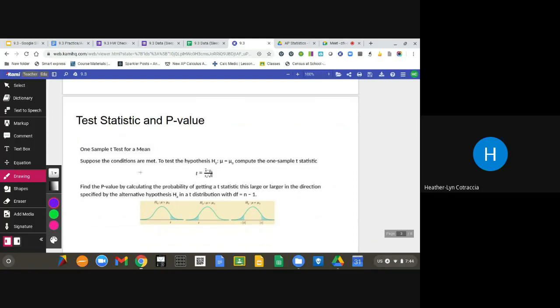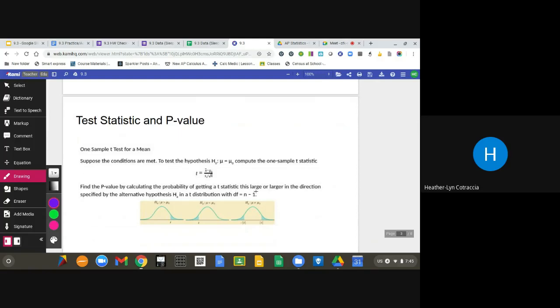Just like with the hypothesis test for proportions, you could have a one-tailed test or a two-tailed test. This would be a right-tailed test, so it's a one-tailed test, but it's also right-tailed, if you have a greater than in the alternative. If you have a less than in the alternative, then you have a left-tailed test. And if you have a not equal to in the alternative, then you have a two-tailed test. And then as before in confidence intervals, degrees of freedom is n minus 1.